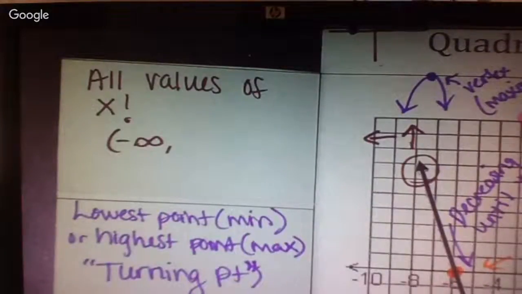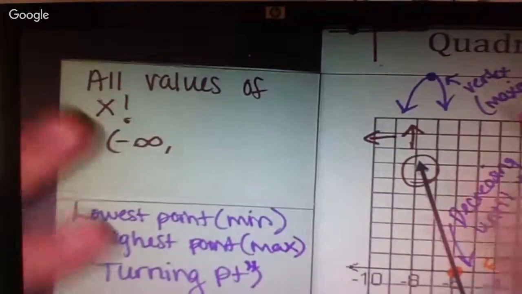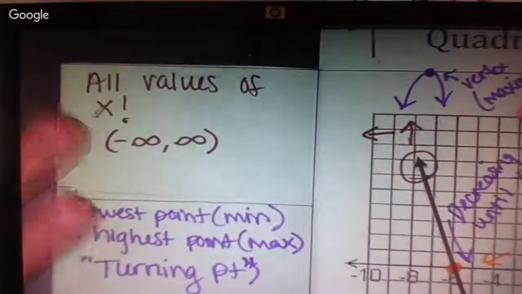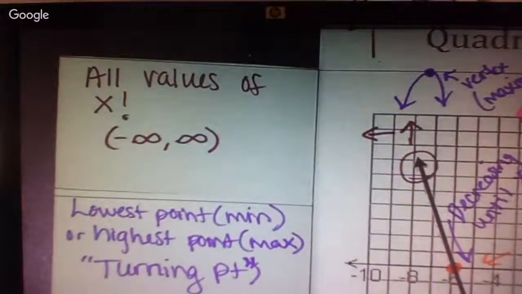Okay, so my graph is going to always go straight out to the left, and it's going to continue to go out to the right. So my domain is negative infinity to positive infinity. It'll always be.